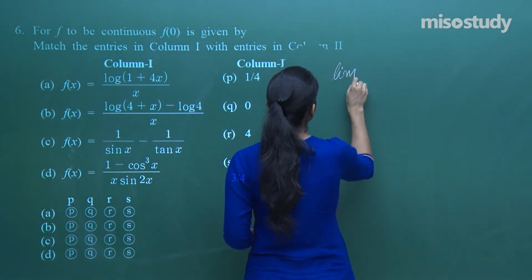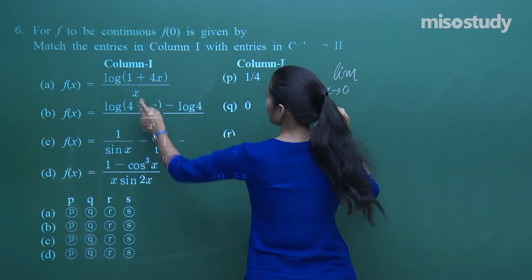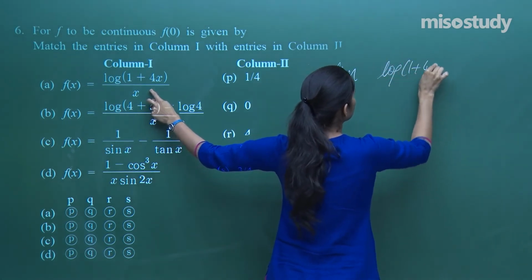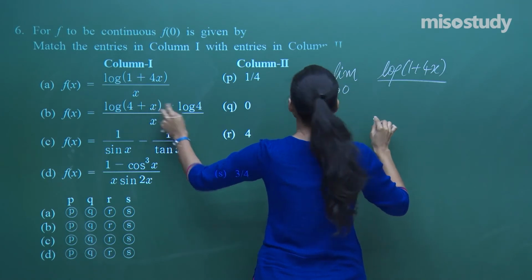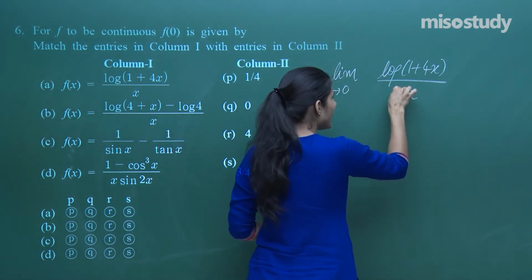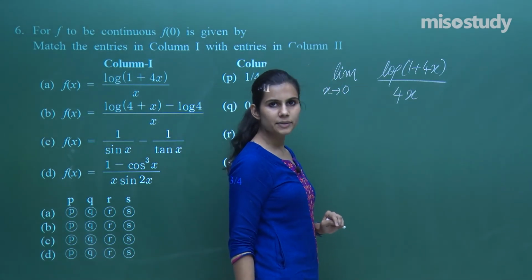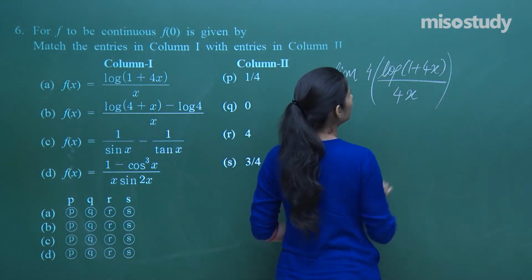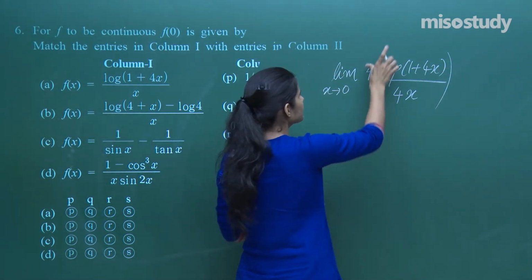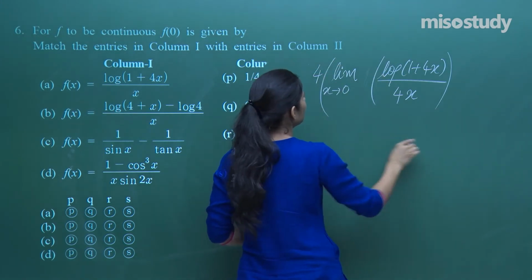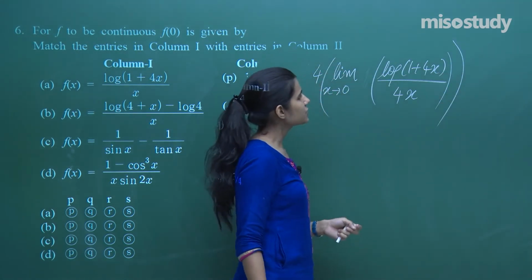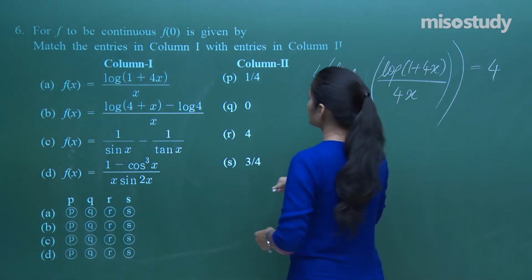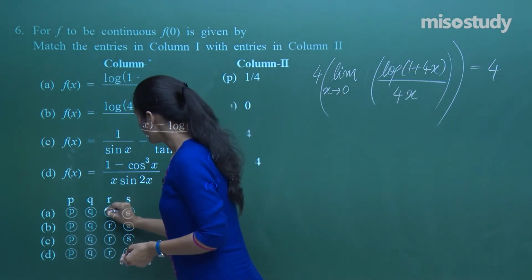Limit x tends to 0 of log of 1 plus 4x upon x. If I have a 4 over here, I can say this limit is 1. For 4 over here, I will have to adjoin 4 over here. So I will be left with 4 times limit x tends to 0 of log of 1 plus 4x by 4x, which is 4 into 1, that is 4. So corresponding to A, I will be shading R.